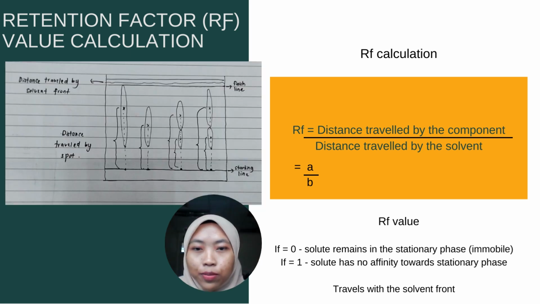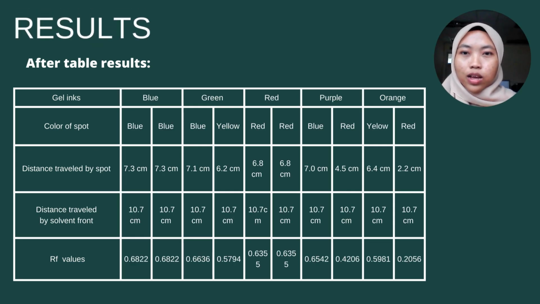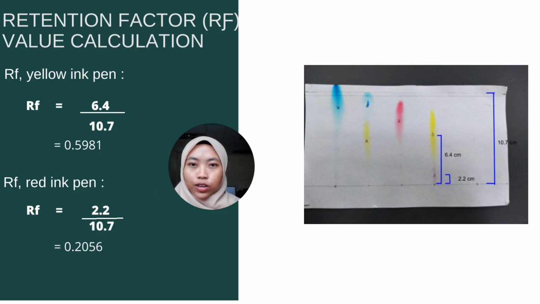This is how to measure the distance traveled by the solvent front and the distance traveled by the spots. This is the table of results that we obtained for this experiment, which is paper chromatography. This is the table of results after the experiment. This is how to calculate retention factor, which is the RF value.